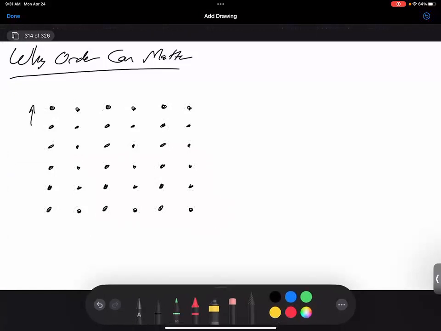So I'm drawing the beginning of my grid. Here's the point 0, 0. Here's the point 1, 0, 2, 0, and so on. Here's the point 0, 1, 1, 1, 2, 1. Here's the point 0, 2, 1, 2, 2, 2, and so on.